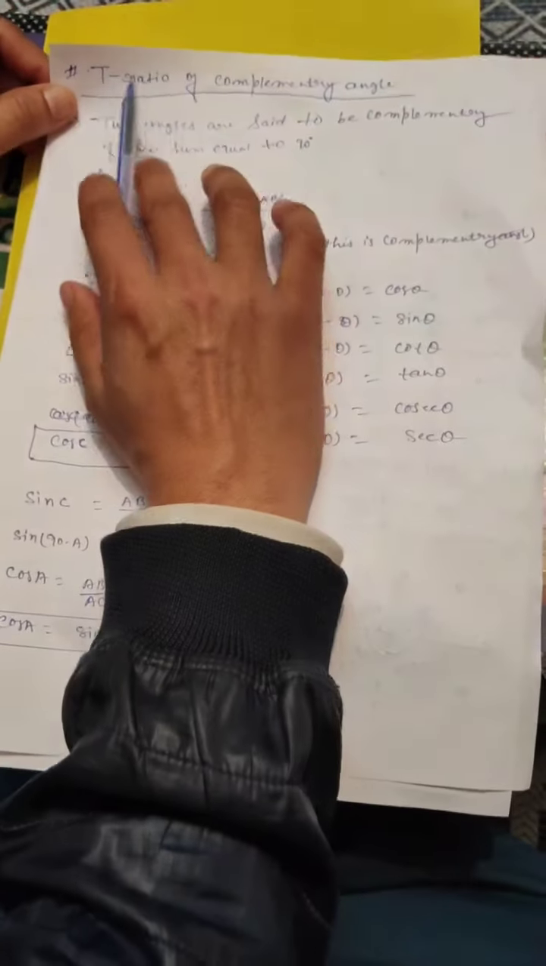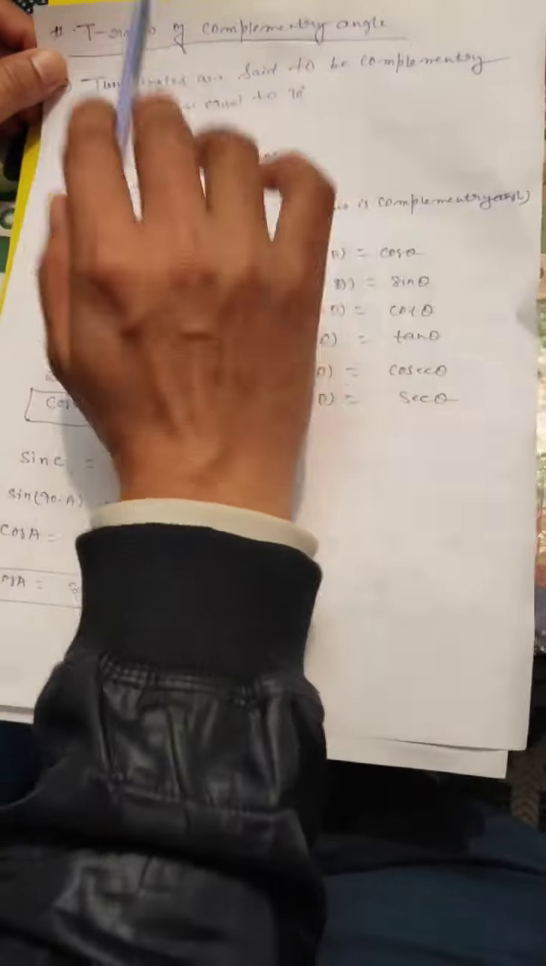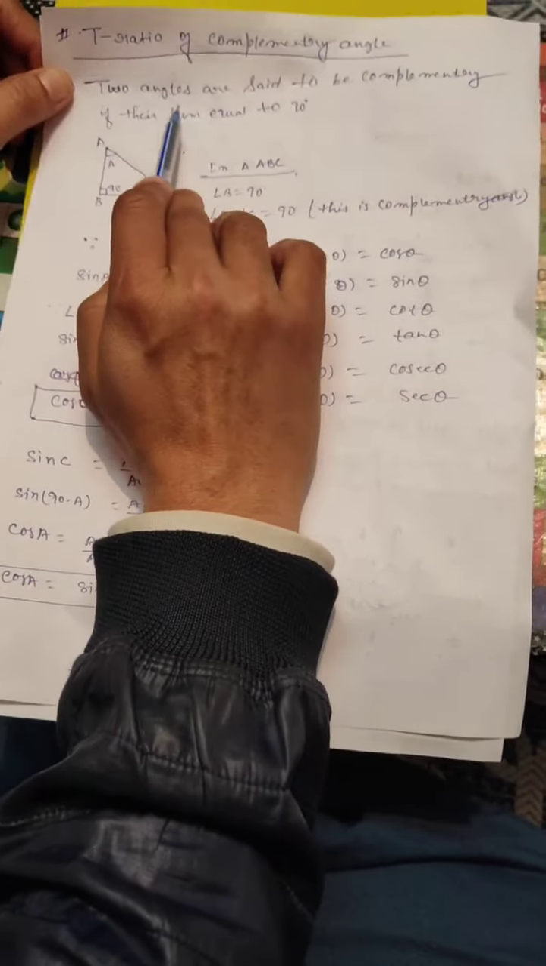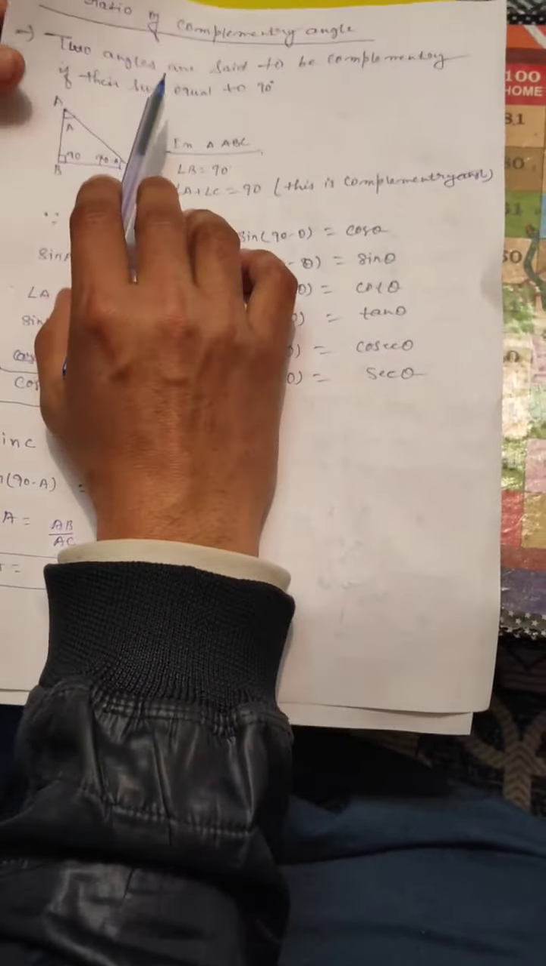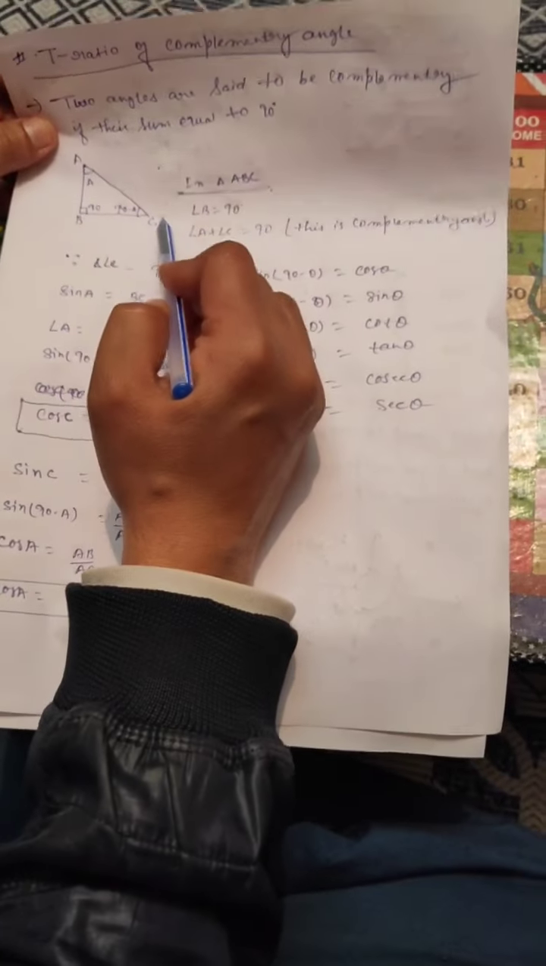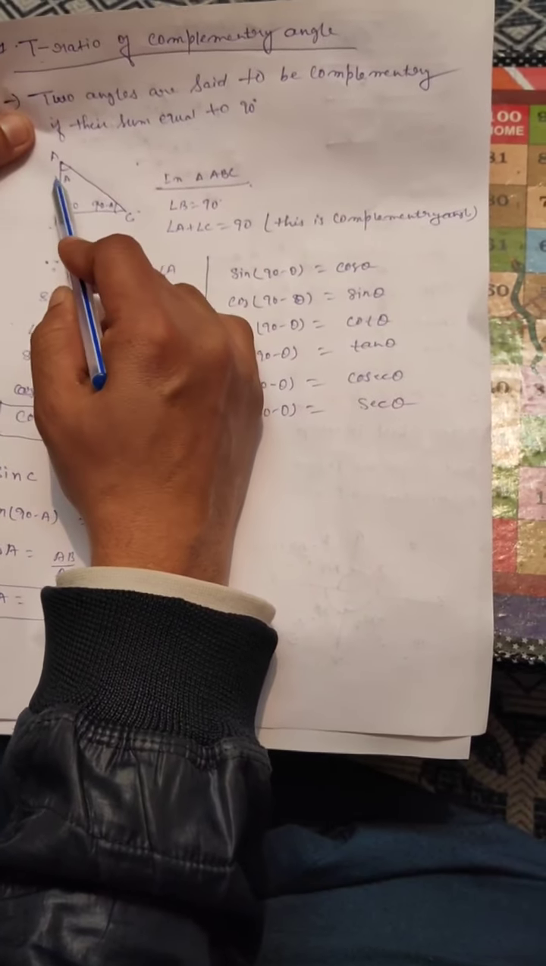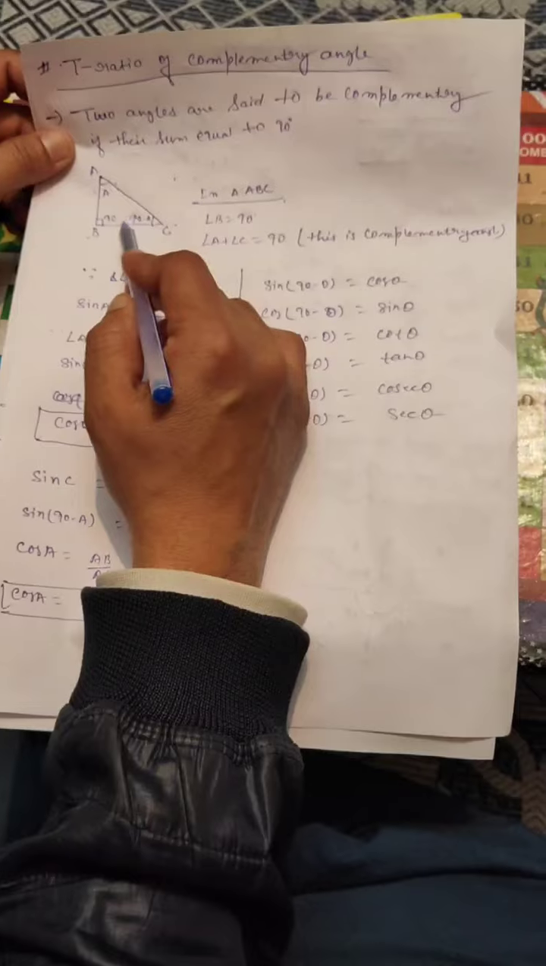Now let's come to the topic of trigonometric ratios of complementary angles. What is a complementary angle? Two angles are said to be complementary if their sum is equal to 90 degrees. This is a right angle triangle, and angle B is 90 degrees, angle A is A, and angle C is 90 minus A.